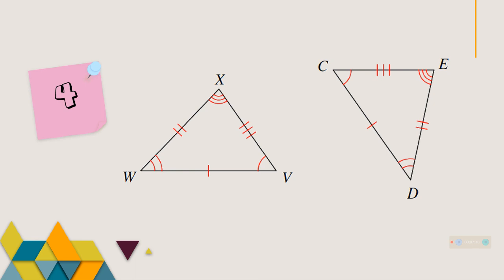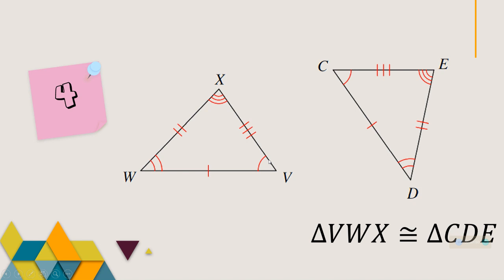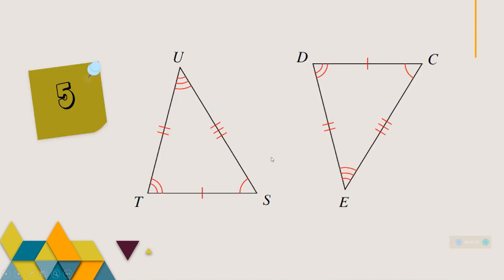Number 4. Again, observe the given tick marks in the figure. Yes, triangle VWX is congruent to triangle CDE. You're right. Next, for the last question, let's solve this figure. Yes, triangle STU is congruent to triangle CDE. Any questions so far? I hope you have mastered how to make a true statement based on the given congruent parts of the triangles.